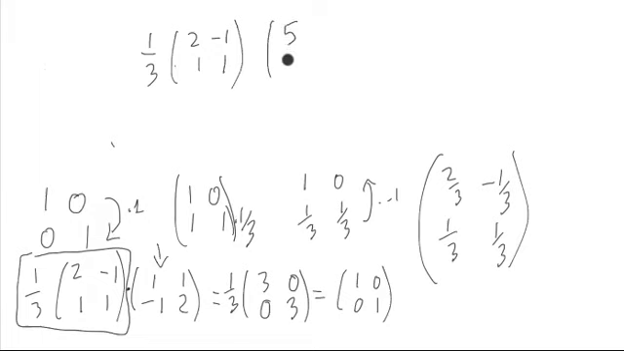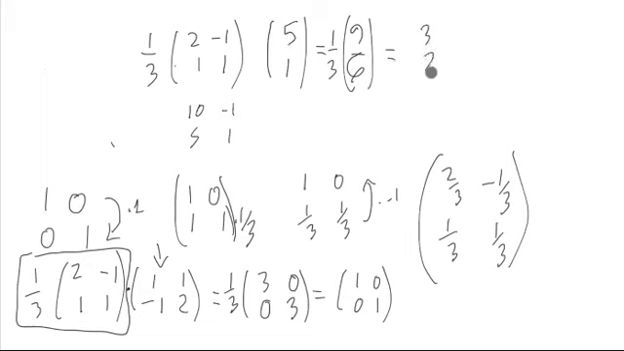So let's try this. If we started with 5, 1, right? Let's see what we end up getting. We should get 3, 2 like we had before. And let's see if that's what we get. So let's think about this. I'll do 5 times this column. So 5 times this column would be, you can think 10, 5, and 1 times this column, like -1, 1, add them together, and I end up getting 9, 6. But remember, multiply by a third, and the result is simply 3, 2, just as expected.